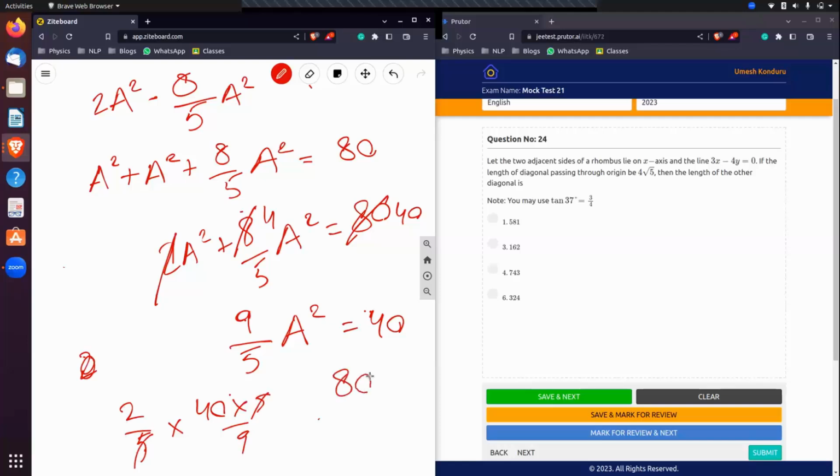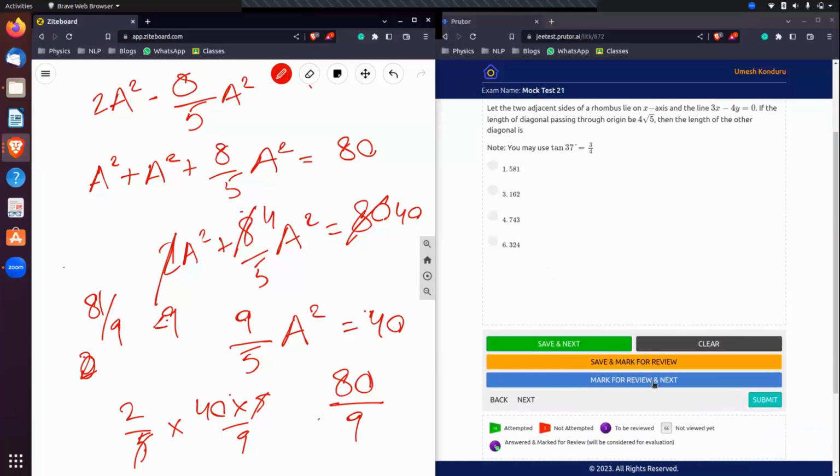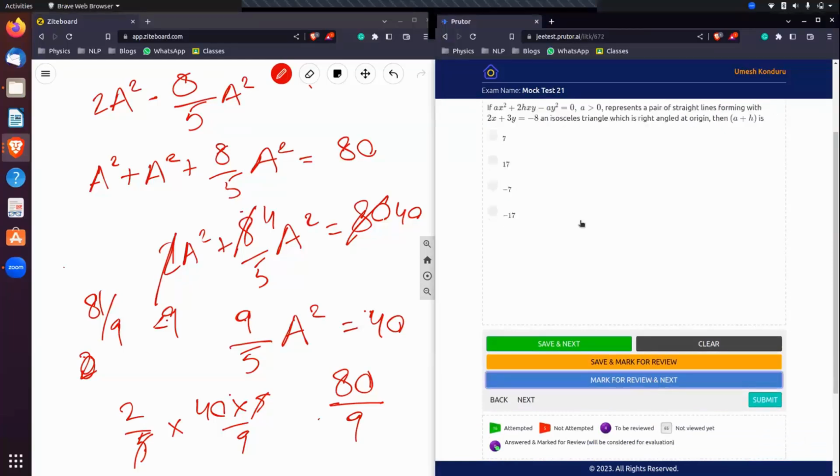So 80 by 9, well, that's supposed to be like slightly less than 81 by 9, right? That's supposed to be slightly less than 9. So, well, I'm not really sure. I'm not getting the answer. I'll just mark this for review for now.